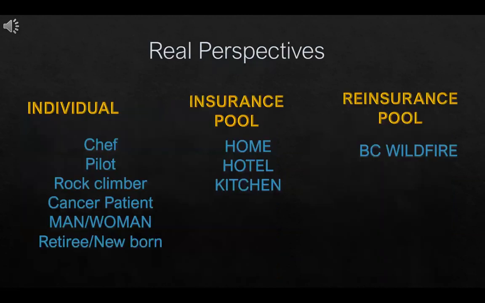For your further understanding of this complexity, imagine yourself being that coordinator of the pool. How would you ensure all these people are individuals, but how would you admit a chef into the insurance pool? It's an individual, but at the same time it's a chef, so it's not just a normal individual. How would you insure a pilot, somebody who likes to climb rocks, or a cancer patient? How would you insure a man and woman? Are they different, by the way? How would you insure a retiree or a newborn? These are questions I put to you. You are the coordinator of the pool now. How would you admit these people? Are you going to put them on the same scale, same balance?